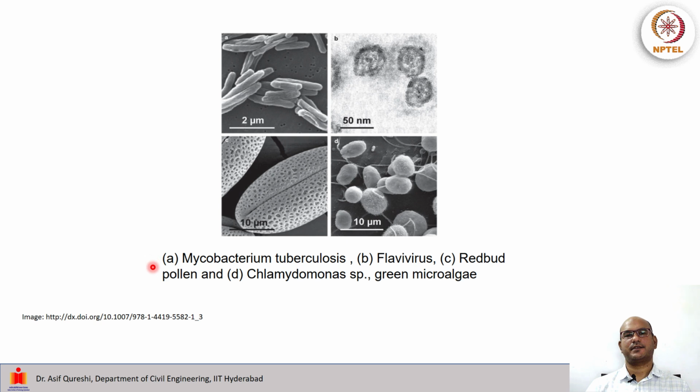This is another illustration. So Mycobacterium tuberculosis is around 2 micrometers. So there is a chance it will be suspended in air. Flavivirus is 50 nanometers or 0.05 micrometer. The redbud pollen here is around the order of several tens of micrometers. And Chlamydomonas, which is a green microalgae, is of the order of 10 micrometers. So they come in very varying size ranges.